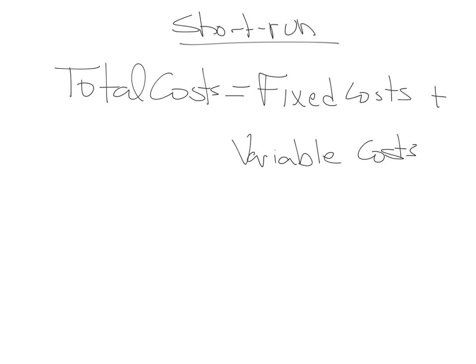Now, the other important and relevant cost is how much your total cost changes every time you increase your production by one, and we call that marginal cost. Again, that's the change in your total cost every time you increase your quantity by 1 unit. And this is going to be a very important cost measure.